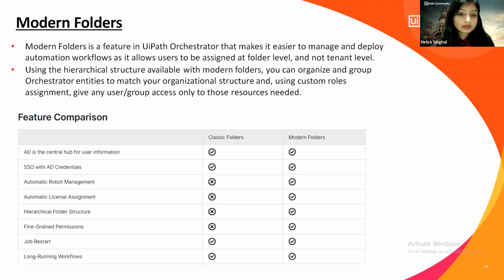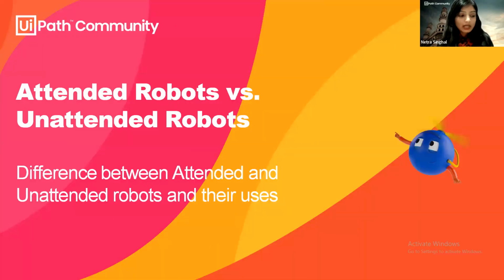Also in classic folders, if you were aware earlier, there was an environment concept which is no more being used in modern folders. Environment was nothing but a group that has to be created, and machines and users have to be mapped with it in order to run the automations. So that was it about folders. It's pretty simple. You just have to create it and configure it.